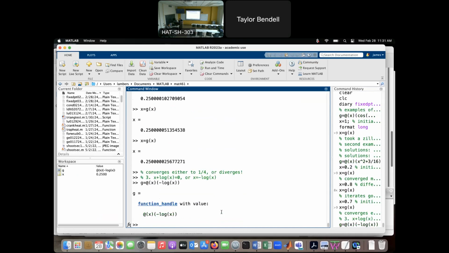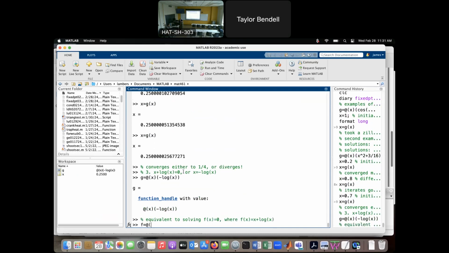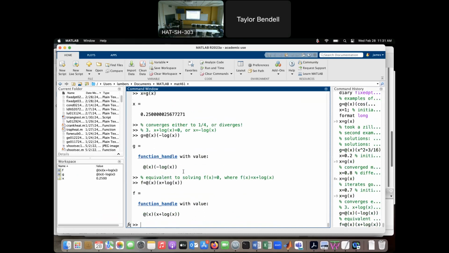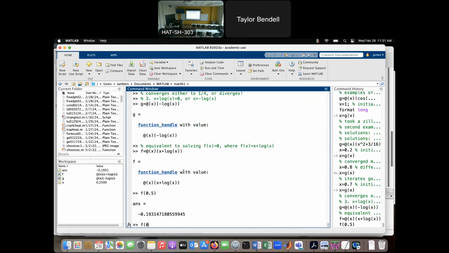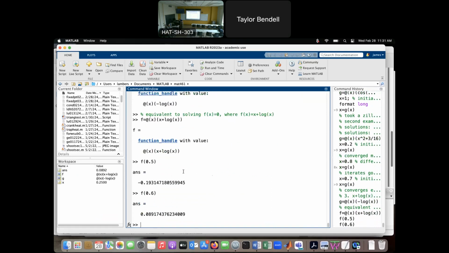Now, to get an idea of what the initial guess could be, I'm going to evaluate. So this is equivalent to solving f of x equals 0, where f of x equals the original function I had up here, x plus log of x. So for convenience, I'm going to define f to be x plus log of x. And now I'm going to evaluate this function at two select points. f of 0.5 is negative, and f of 0.6 is positive.